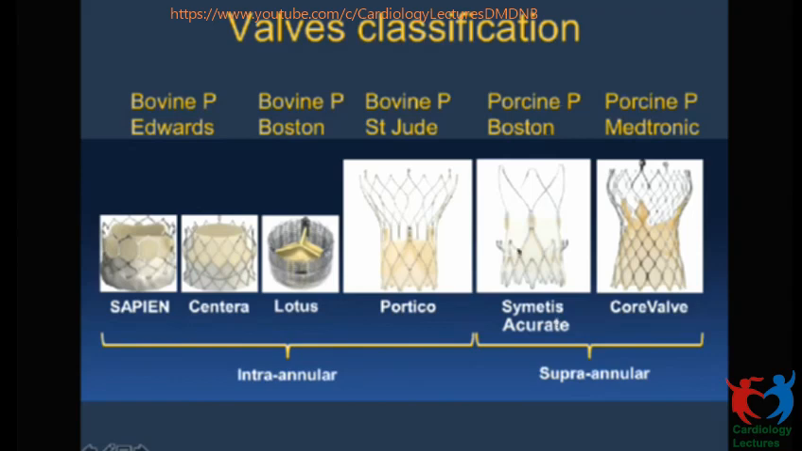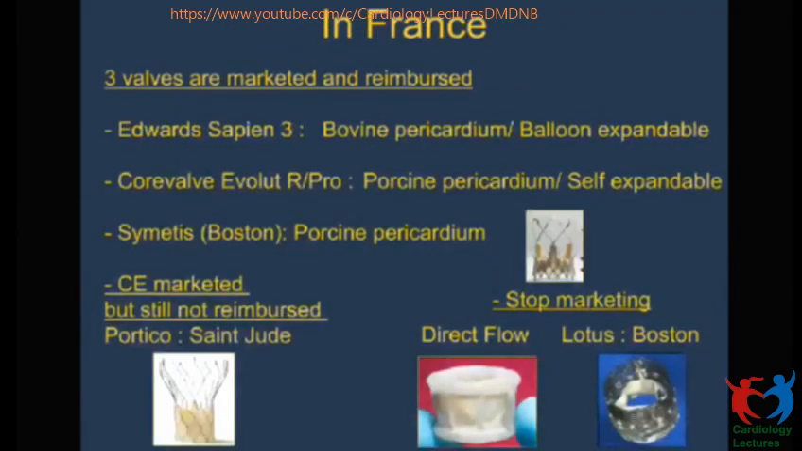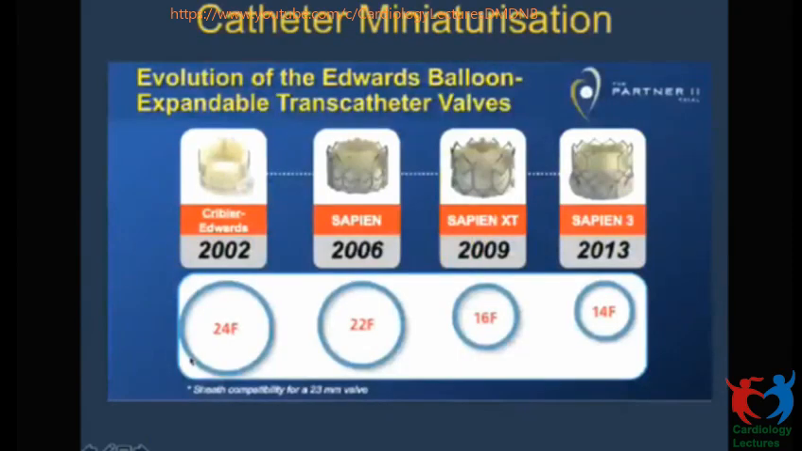In France, we have three reimbursed valves: the SAPIEN 3, the Evolute R, the Evolute Pro, and the Symetis since 1 year. Okay, the Lotus, they stopped the marketing, as also for Direct Flow, and we are waiting for the reimbursement of the Portico in a few months.